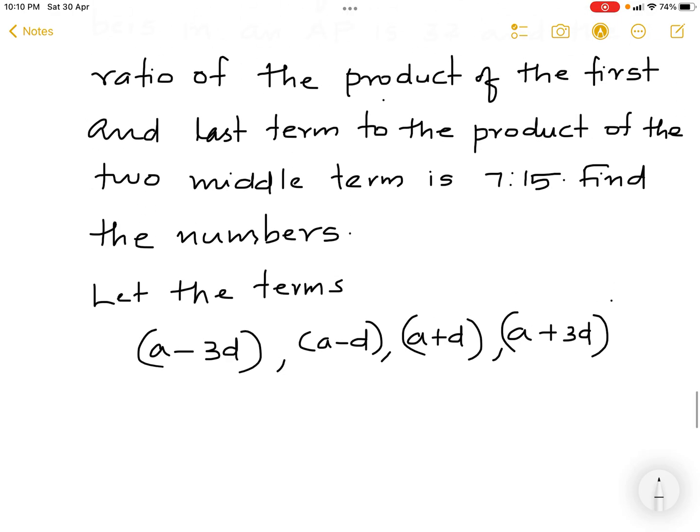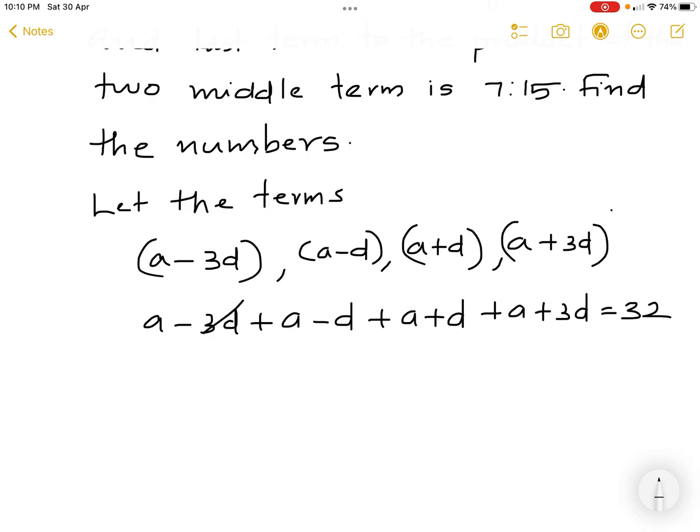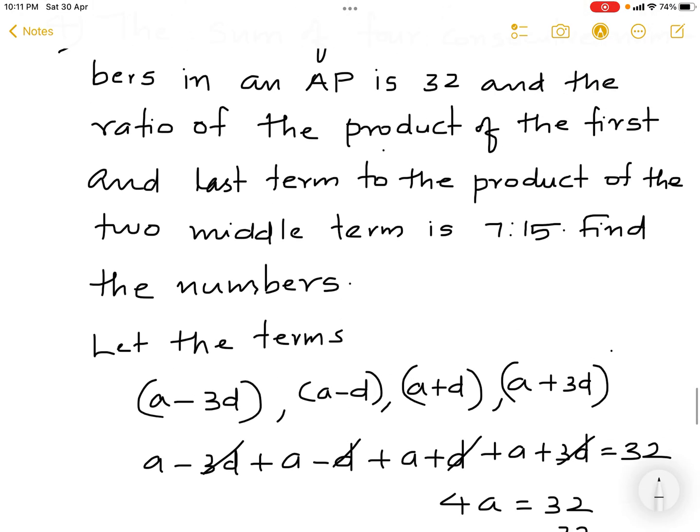Then the sum of these four terms is equal to 32. A minus 3D plus A minus D plus A plus D plus A plus 3D is equal to 32. Minus 3D plus 3D cancel, minus D plus D cancel, A plus A plus A plus A is 4A. 4A is equal to 32, A is equal to 32 by 4 is equal to 8.